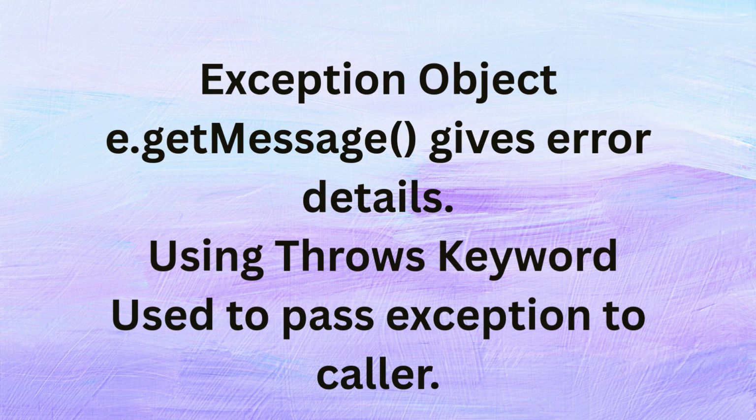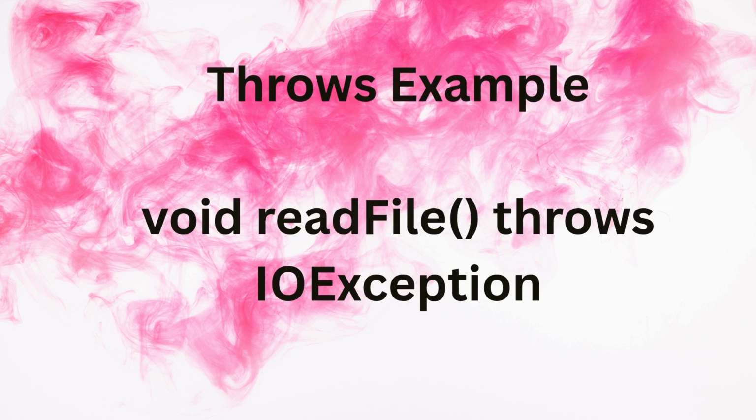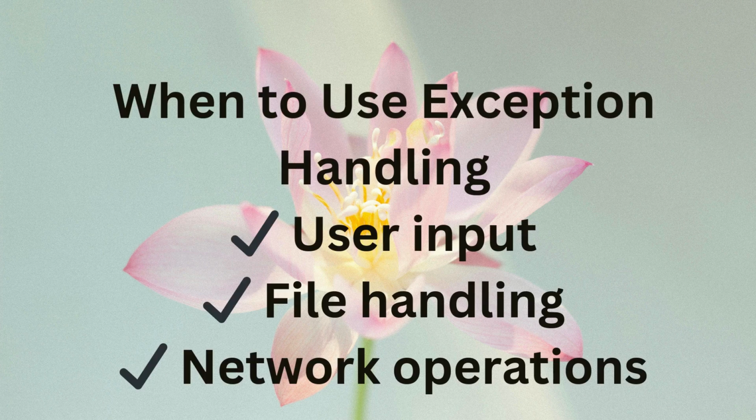Now let's talk about the throws keyword. The throws keyword is used to pass an exception to the calling method instead of handling it immediately. This is commonly used in file handling and input-output operations. For example, a method that reads a file may declare throws IOException to inform the caller that an exception might occur. Exception handling is very important when working with user input, file handling, and network operations, where errors are common and unpredictable.